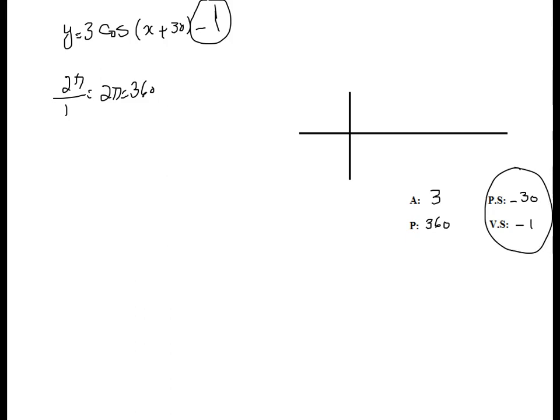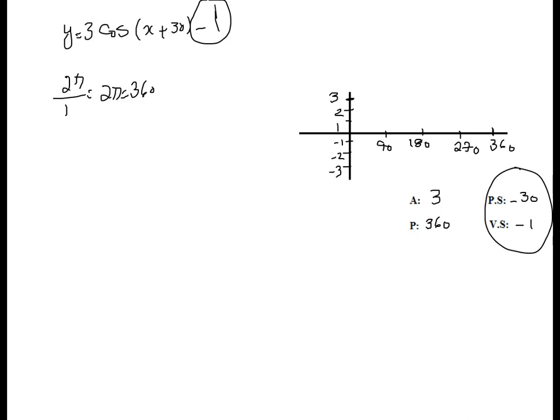Again, the first step, forget about these two transformations. Let's plot the base graph. The base graph is a cosine. Maximum is 3, minimum is -3. So first of all, the period is 360, so this is 360, divided by 2 is 180, divided by 2 is 90, and then this one is 270. Now the maximum is 3, okay? So this is 3, this is 2, this is 1, -1, -2, and -3.